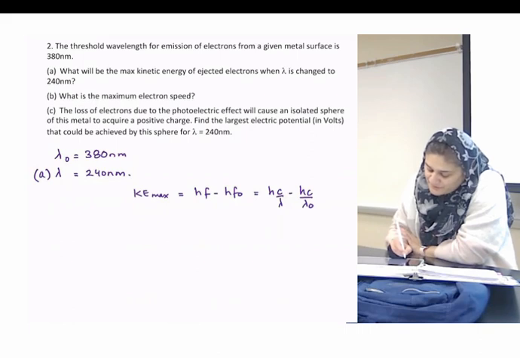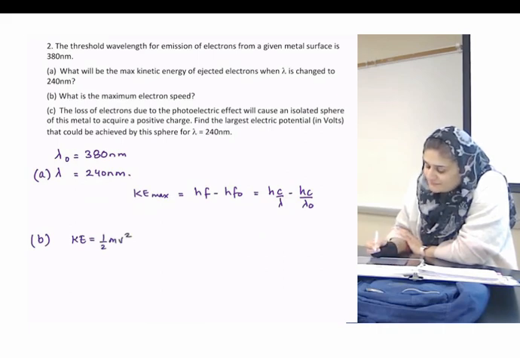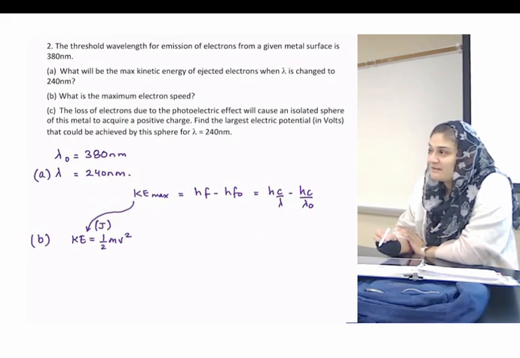Okay, part B. Who's reading part B? What is the maximum electron speed? Good. How do we find that? 1/2 mv squared. So we take the value we found here, plug it in here, make sure you have it in joules, or you can find the mass of an electron in MeV, either one.